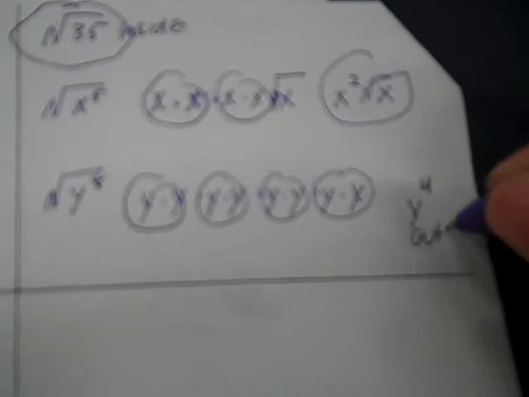Okay, y to the 8th, that would be 8 factors of y. So again, I circle them in pairs, 2 at a time. So 1, 2, 3, 4, and there's none left. So how many pairs was I able to get? I was able to get 4. So y to the 4th, and then there are no y's left at the end, so it's just going to be y to the 4th, and that's going to be outside.